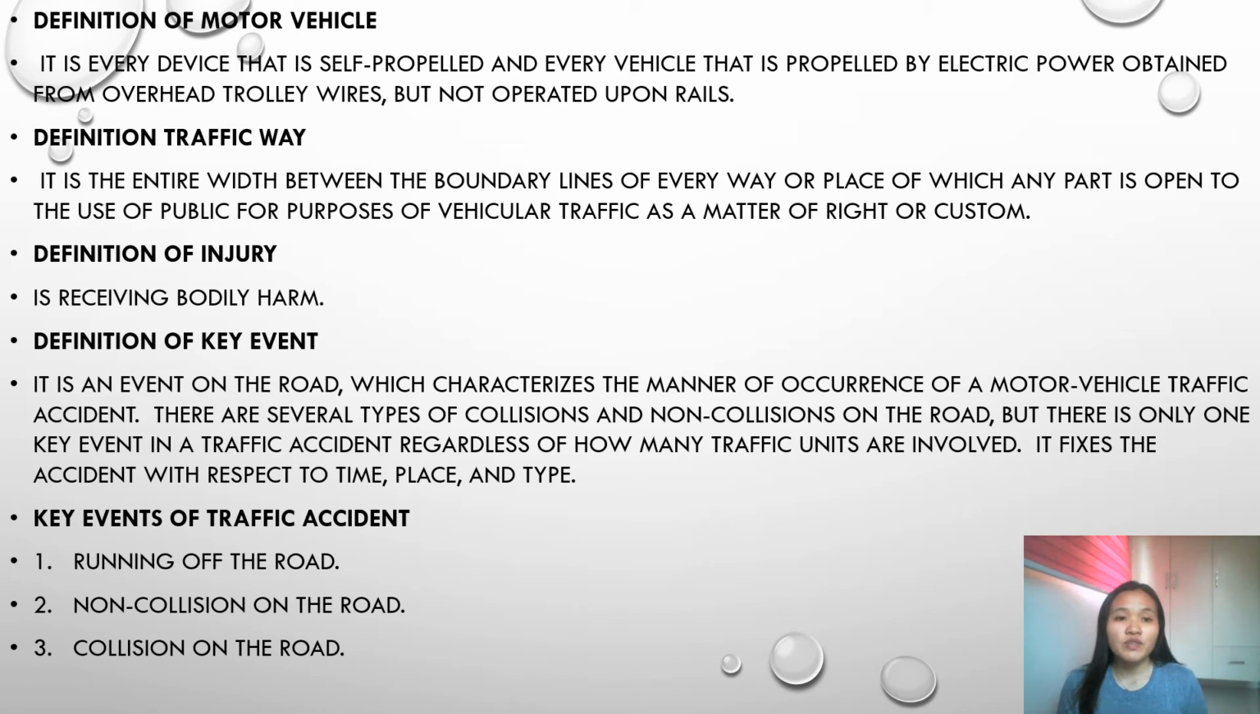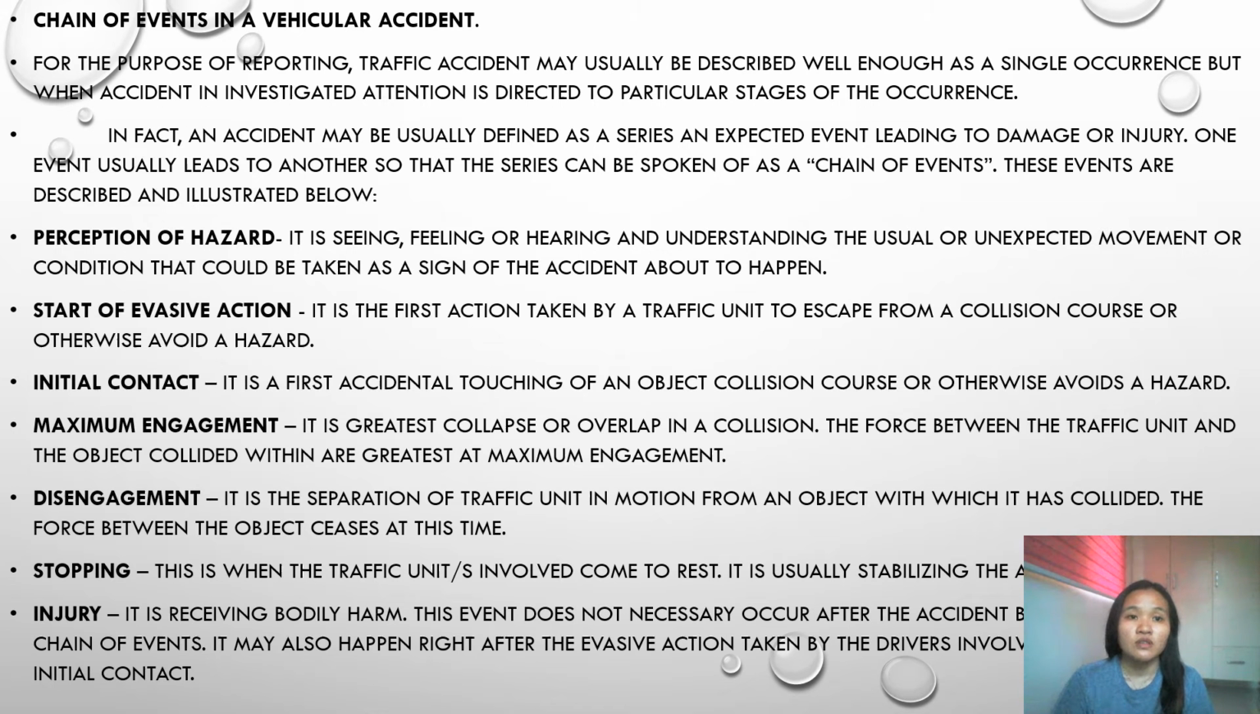So, next, definition of key event. It is an event on the road which characterizes the manner of occurrence of a motor vehicle accident. There are several types of collision and non-collision on the road, but there is only one key event in a traffic accident regardless of how many traffic units are involved. It fixes the accident with respect to time, place, and type. Key events of traffic accident. First, running off the road, non-collision on the road, collision on the road. So, let's go now to chain of events in a vehicular accident.